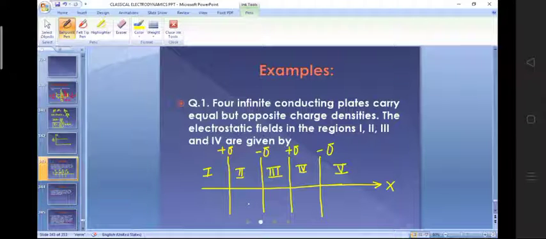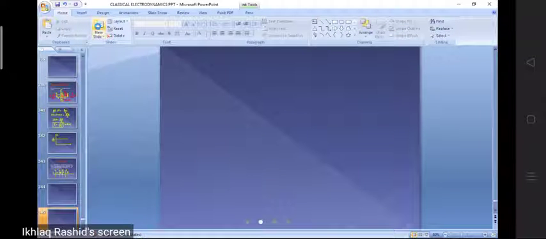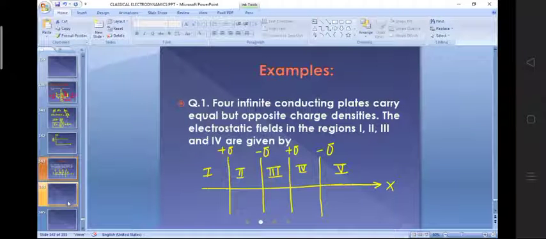Again, what you'll do is use the superposition principle. What we mean by the superposition principle is that you will calculate the electrostatic field due to one sheet, then calculate the electrostatic field due to another sheet, and so on, and then take the summation accordingly, taking care of the directions as well.